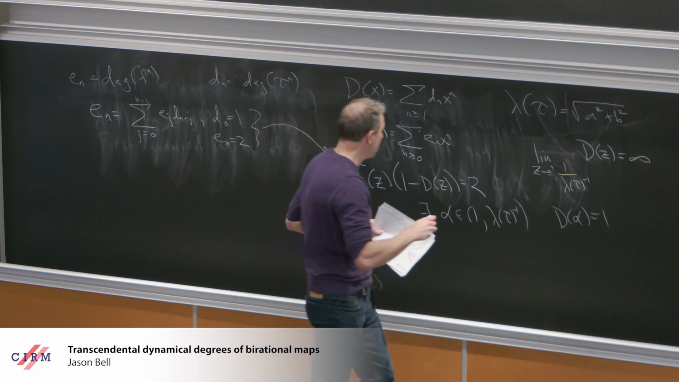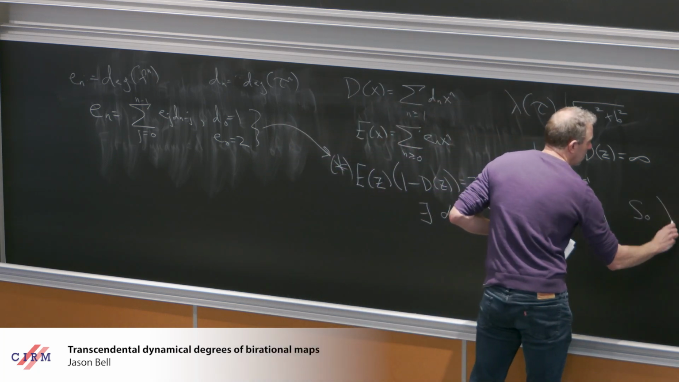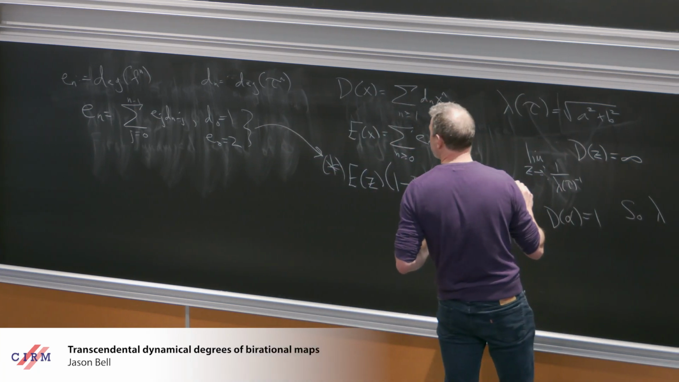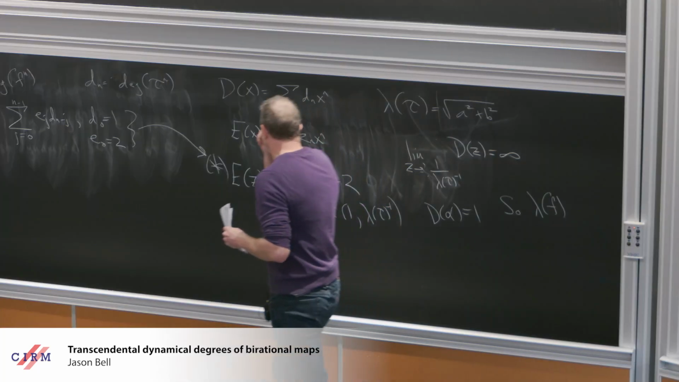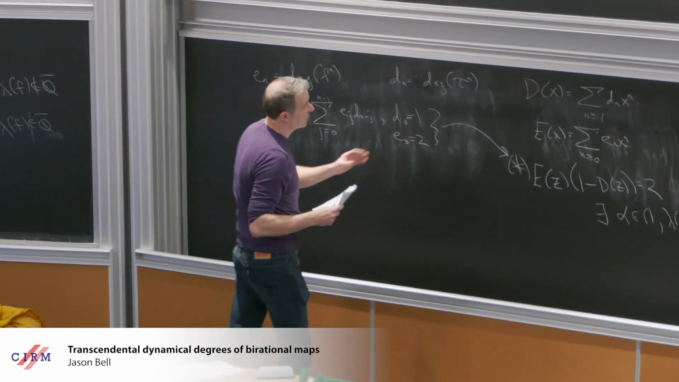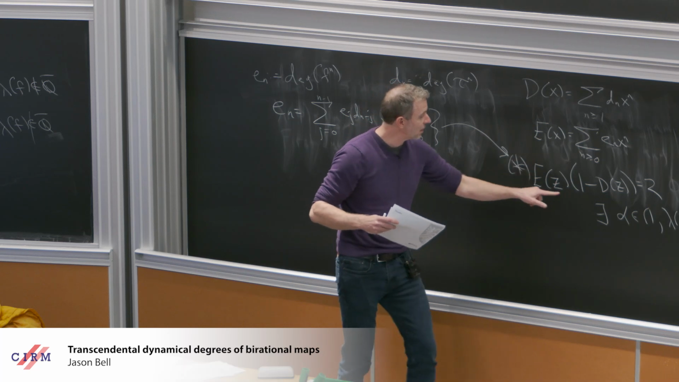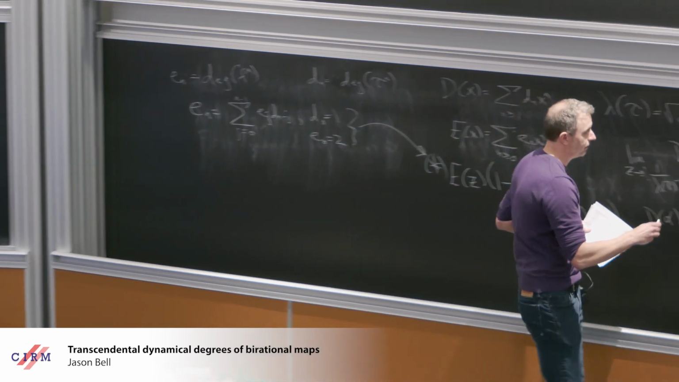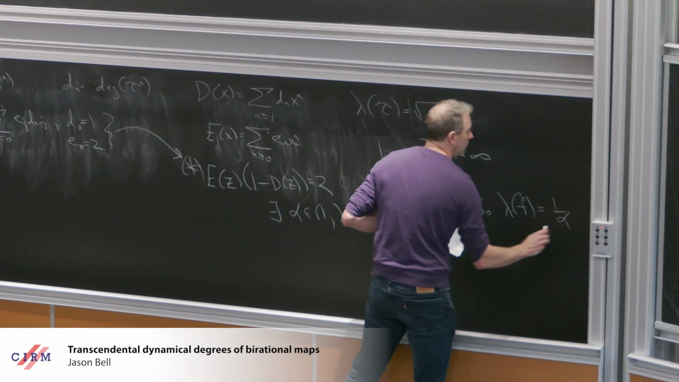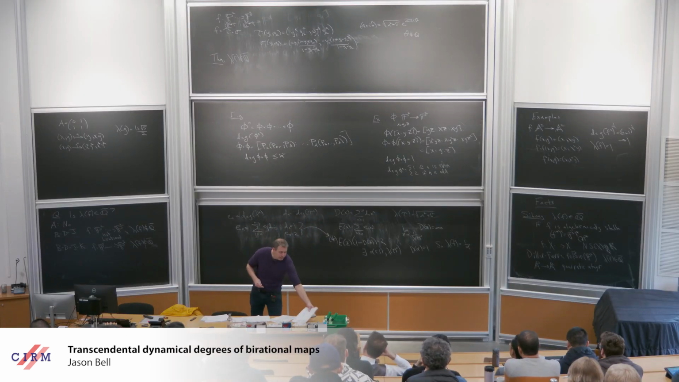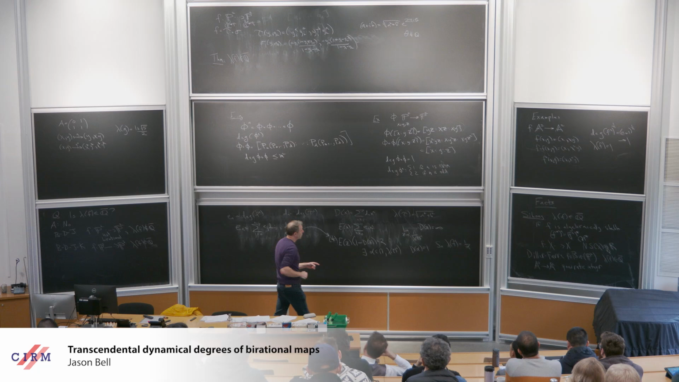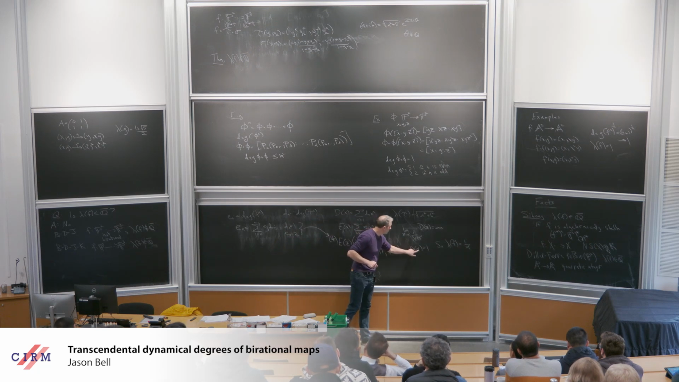So we can understand lambda of our map F. Well, that's the radius of convergence of this E, and that's going to be hit at this point 1 over alpha. So notice that we've translated the question into a question of proving this number is transcendental, where it is the number where d of alpha is 1, right?